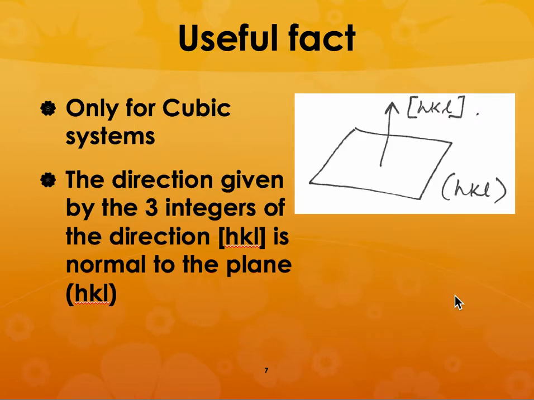So, what is a useful fact? The useful fact, mainly for cubic systems, is that the direction given by the three integers HKL is normal to the plane, in round brackets, HKL. So you can calculate the angle between the direction and the plane, and it will turn out to be equal to 90 degrees. You can use that information to characterize the particular material system.